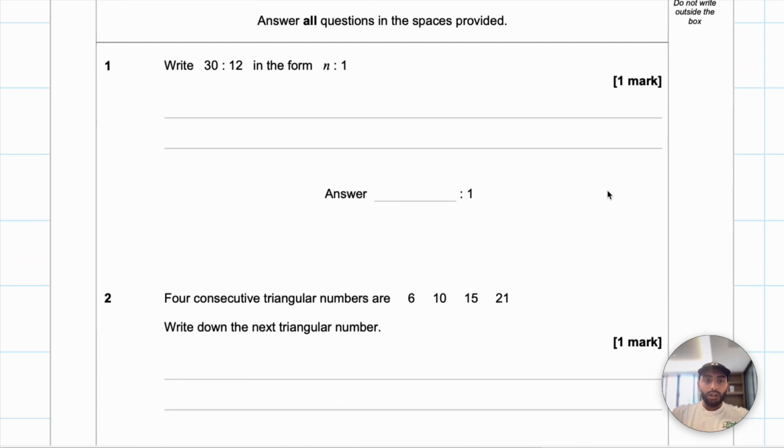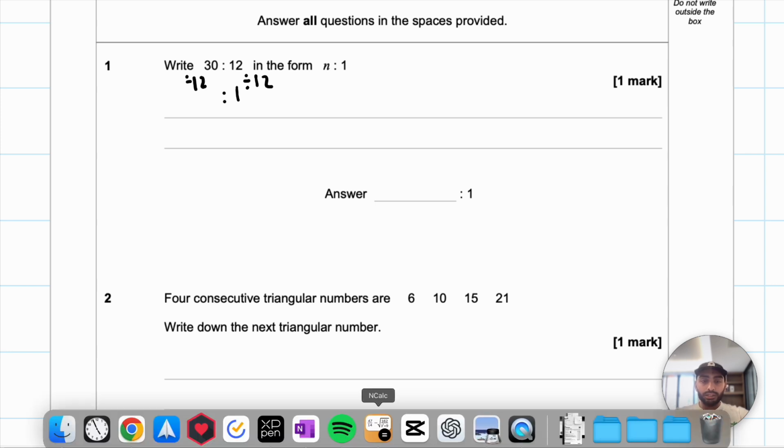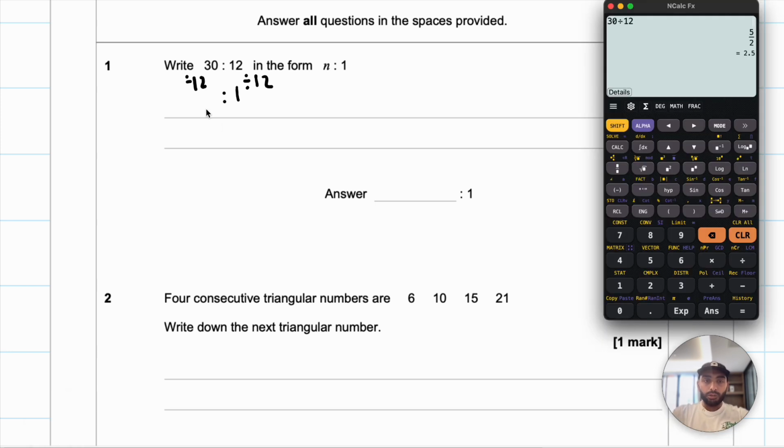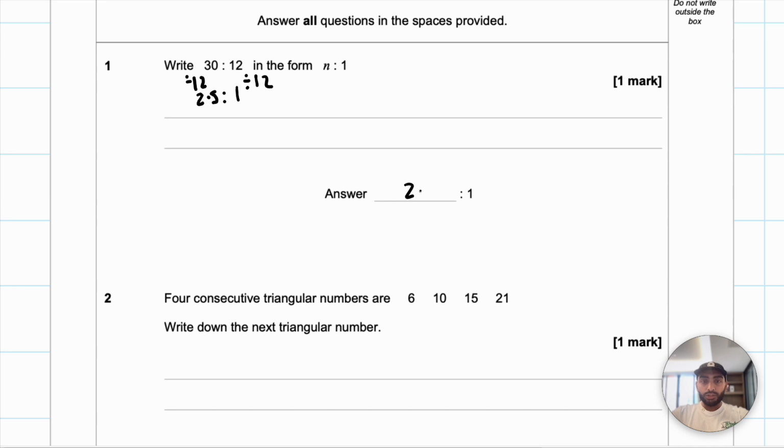Question number 1. Write this ratio 30 to 12 in the form n to 1. This just means I need 1 on the right hand side. What have I divided by on the right hand side to get to 1? Divided by 12 there, and I need to divide by 12 there. So 30 divided by 12 is 2.5. So the answer is 2.5 to 1.